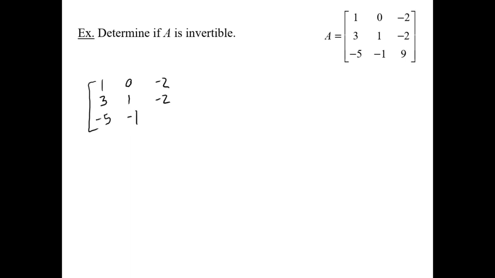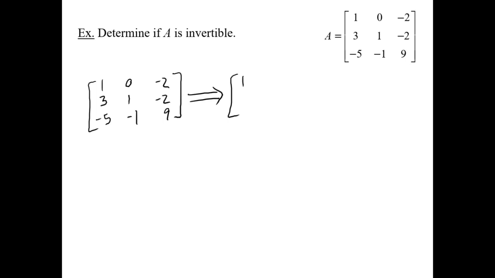Please notice the last example that we worked through said find the inverse. So now you need to augment with the identity and reduce it, reduced echelon, etc. This problem just wants to know, is there an inverse? So to answer the question, all we need to do is find the pivots.